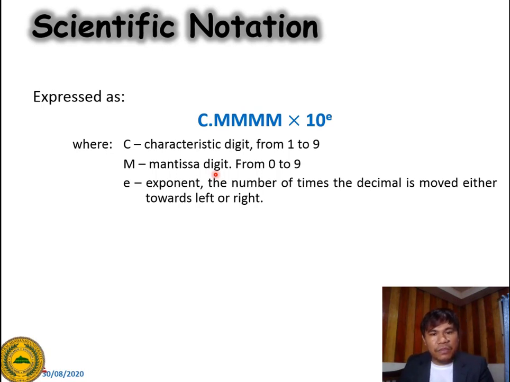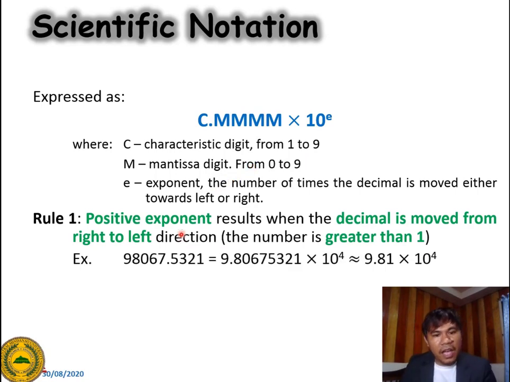So we first familiarize with these general expressions. So we have here C.MMMM times 10 to the E. Here C is the characteristic digit that ranges from 1 to 9. And then you have M, the mantissa digit, that ranges from 0 to 9. And E, of course, is the power. Now, if we have a certain number, for this case, we have 98,067.5321.